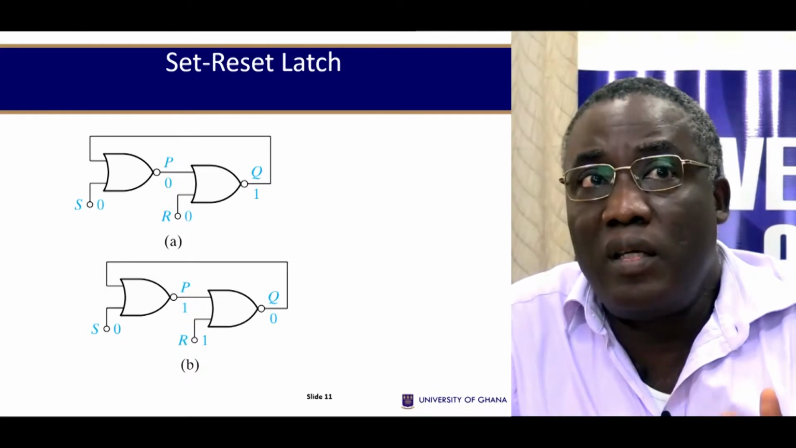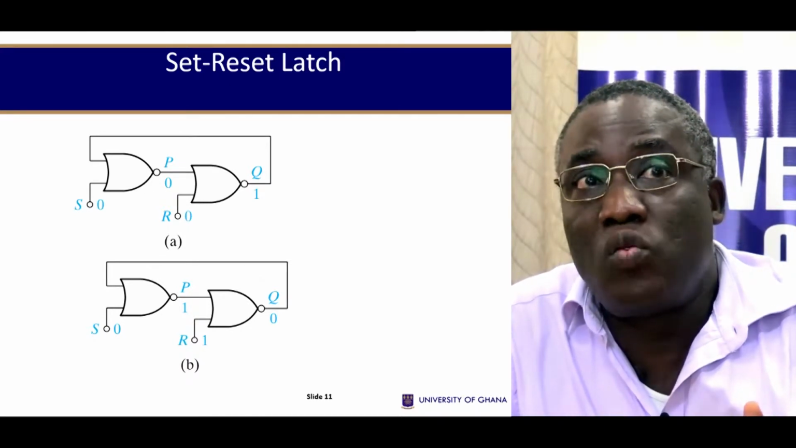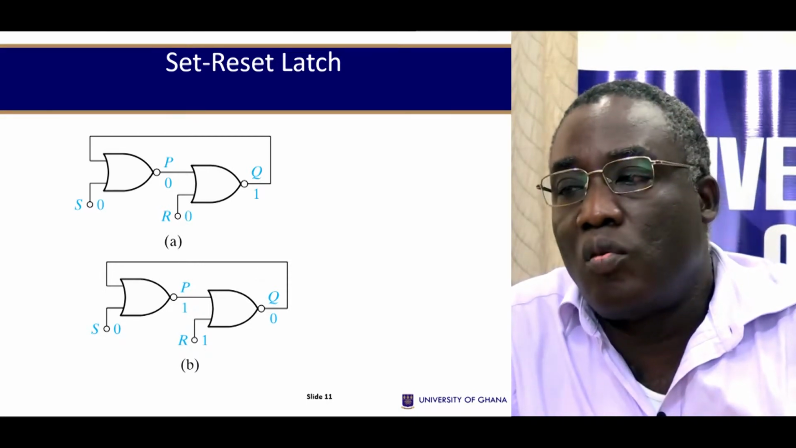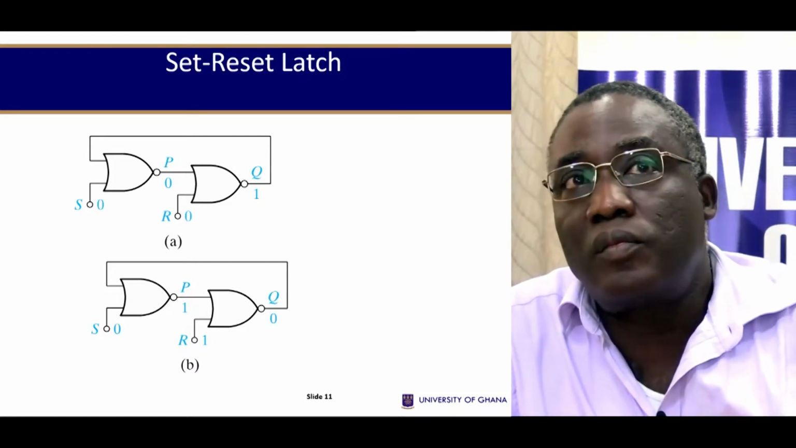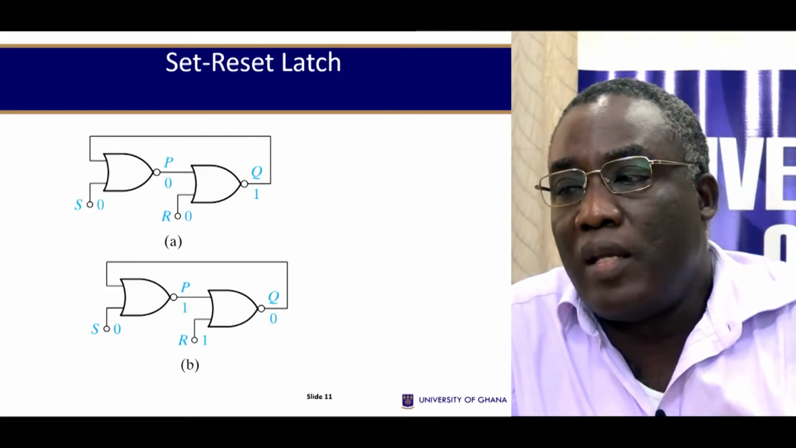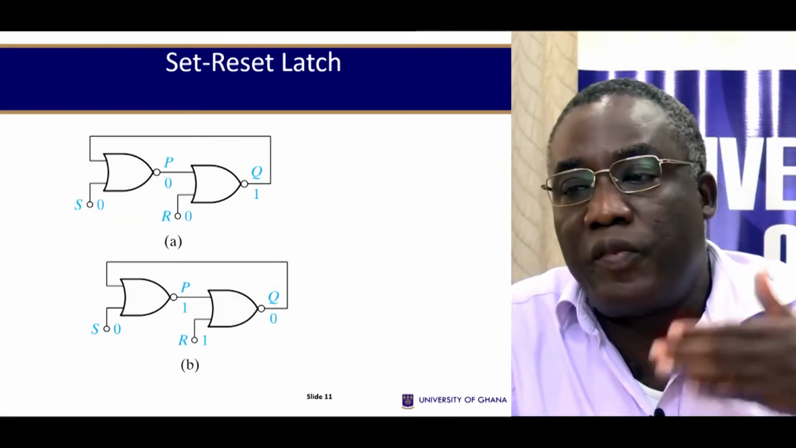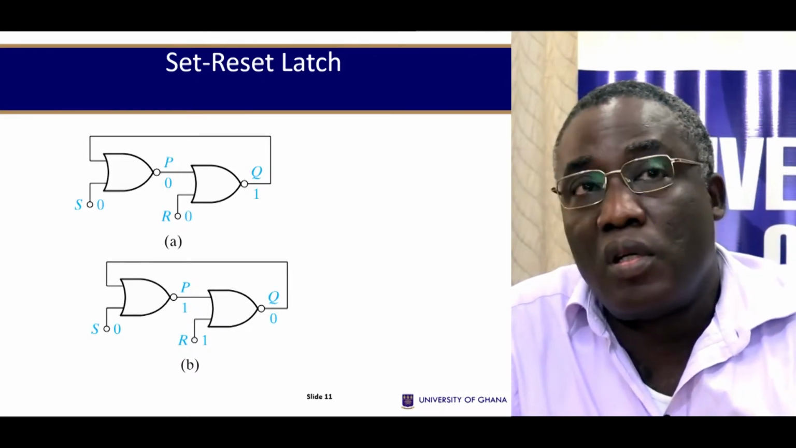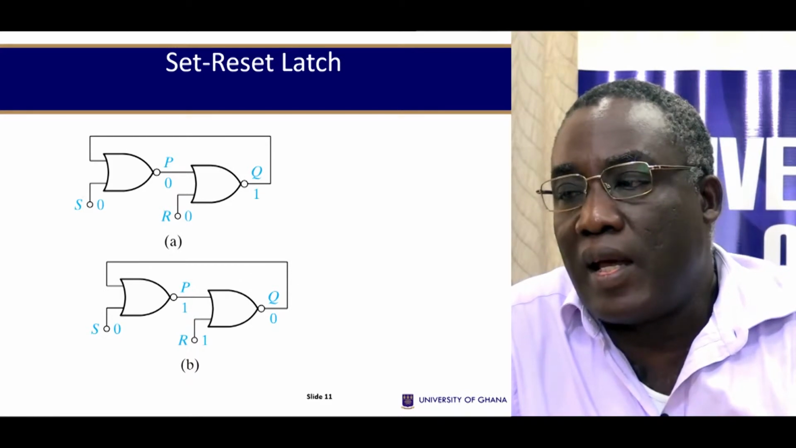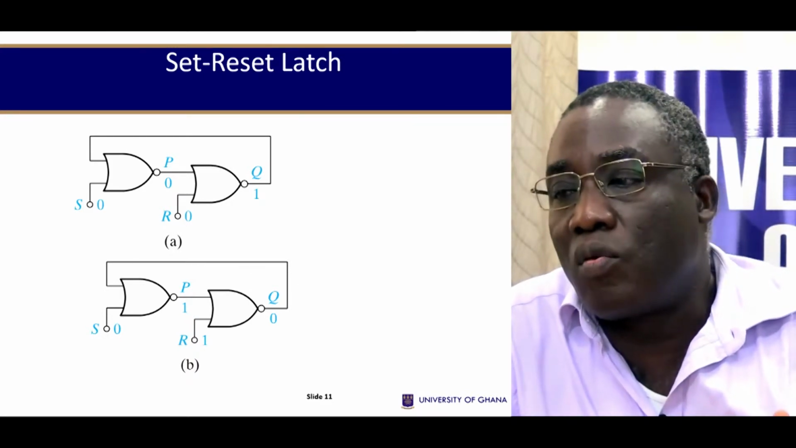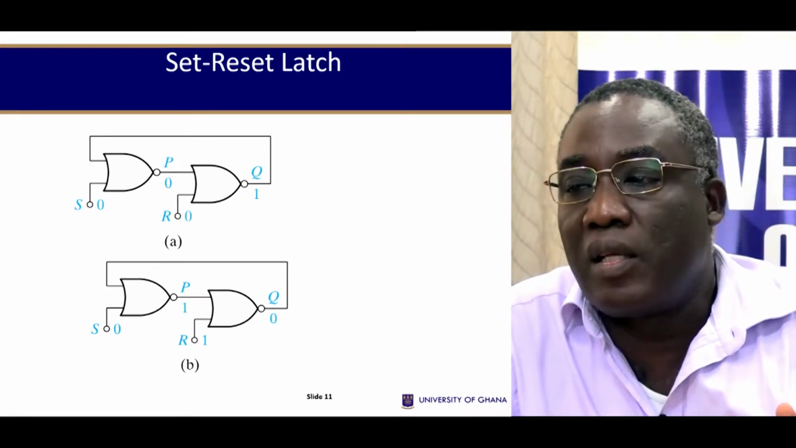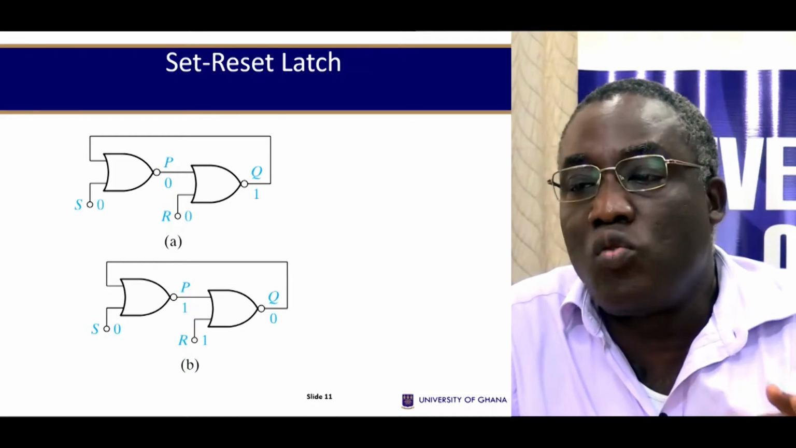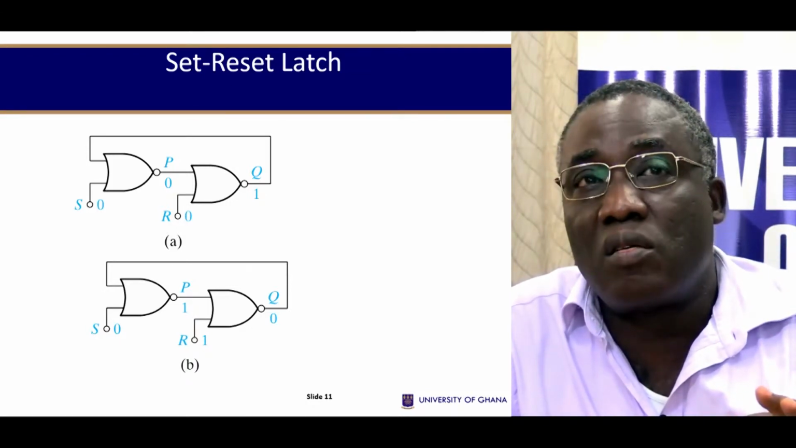Now, if we change the S back to 0, the circuit will not change state, because Q is already 1. And this 1 feeds back into the first gate, causing P to remain at 0. So the inputs, again, are S equal to 0 and R equal to 0, but the outputs are different from those we started with. So the circuit will have 2 different stable states for a given set of inputs.